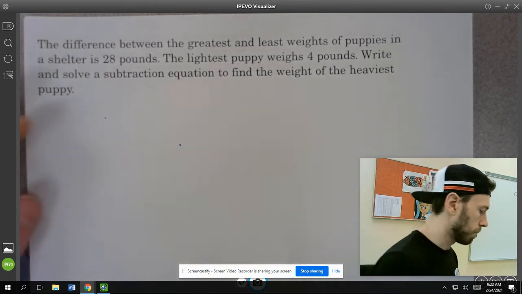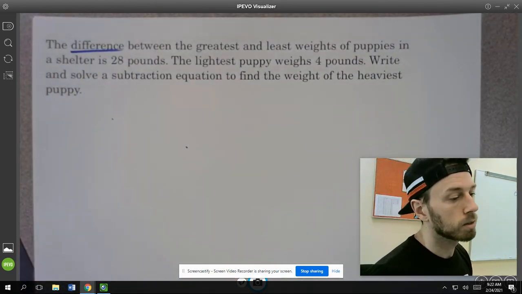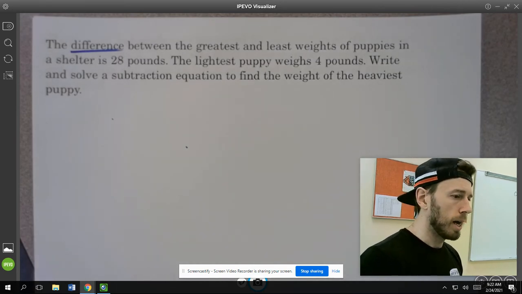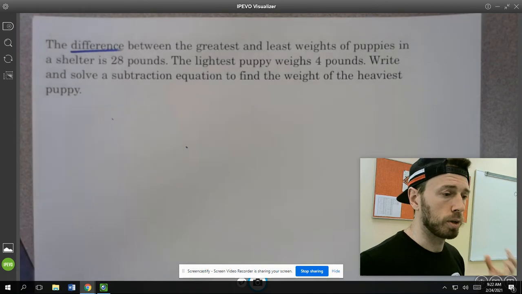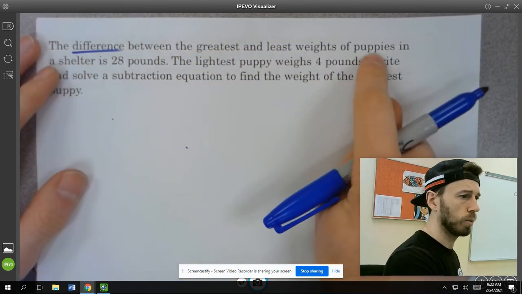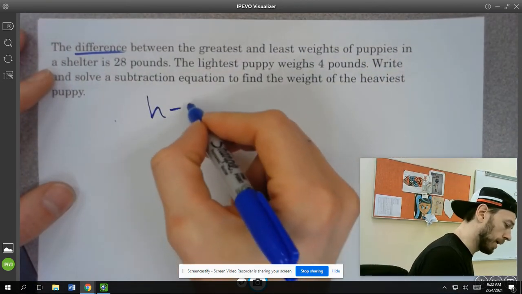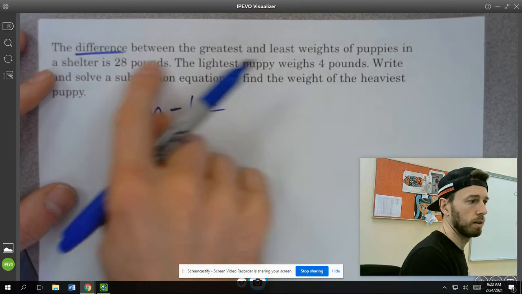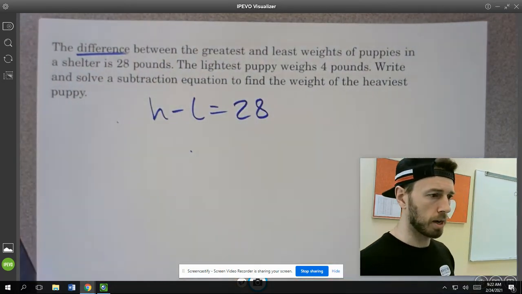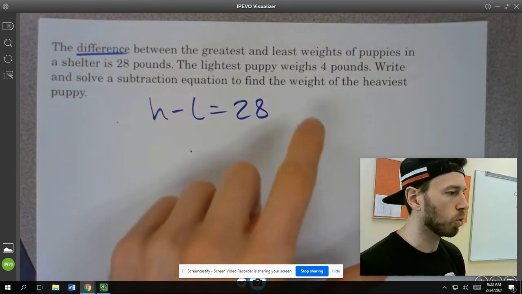Keyword, biggest keyword in this problem, difference. Difference in mathematics means subtraction. So here we have another subtraction problem. And when you find the difference between things, you subtract them. So we're actually subtracting the difference between the greatest and least weights. So the heaviest puppy and the lightest puppy. So like the heaviest puppy minus the lightest puppy would give us the difference between them, which is 28. I mean, there it is, right? Take the heaviest puppy and the lightest puppy, subtract them, and you get the difference between them, which is 28.